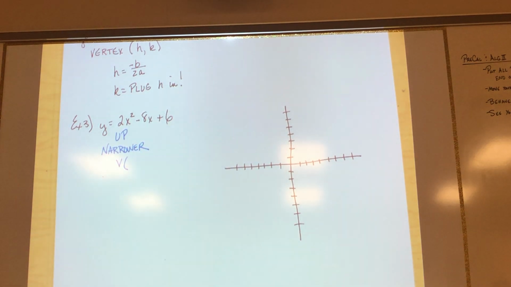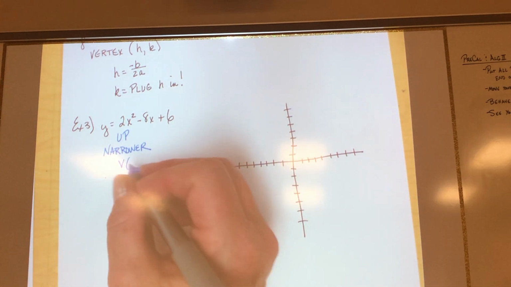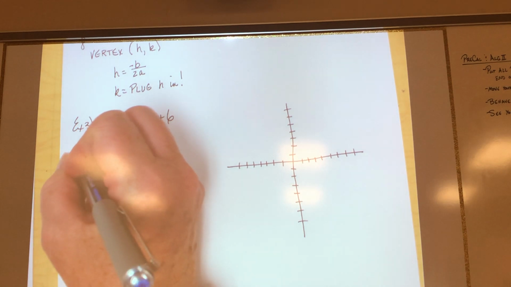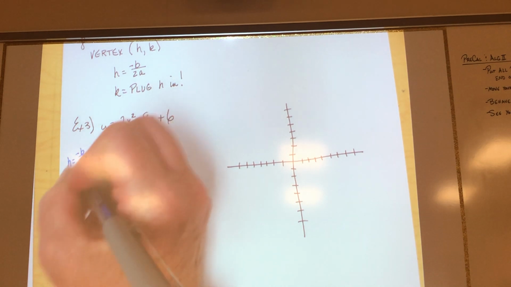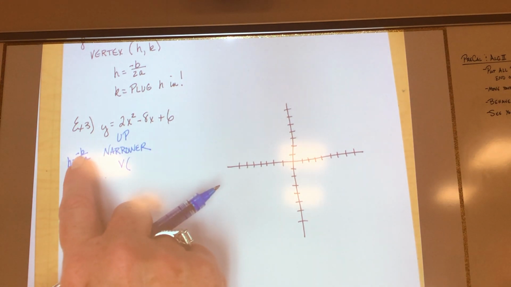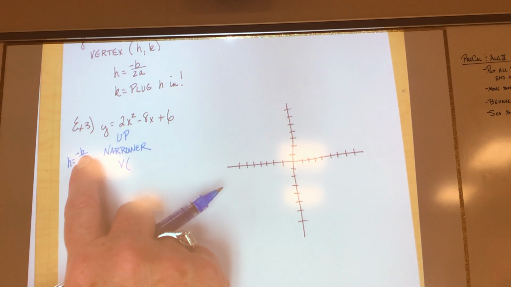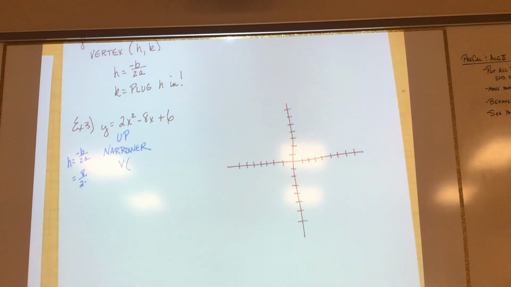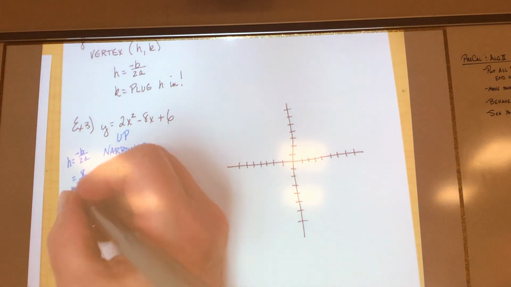Okay, so now we're going to find the vertex. Can I look at it and shout out the vertex? No. Then that means that you need to show me some work. Do you understand that? Okay, so what's the formula for H? Negative B over 2A. So H is the same thing as the opposite of B. What's the opposite of a negative 8? 8. Over 2 times what's A? 2.